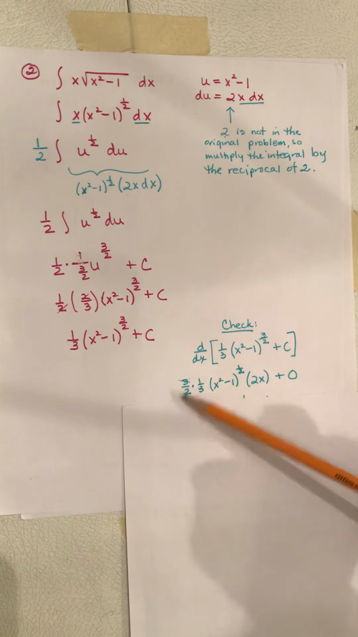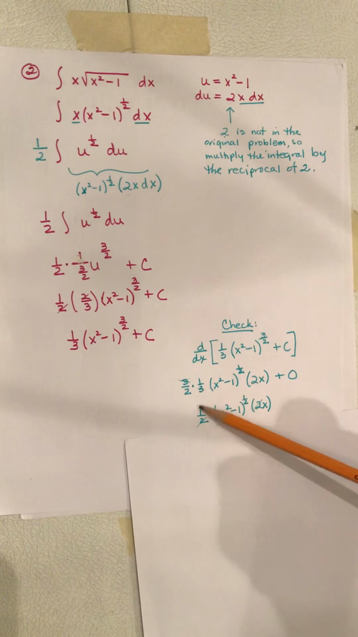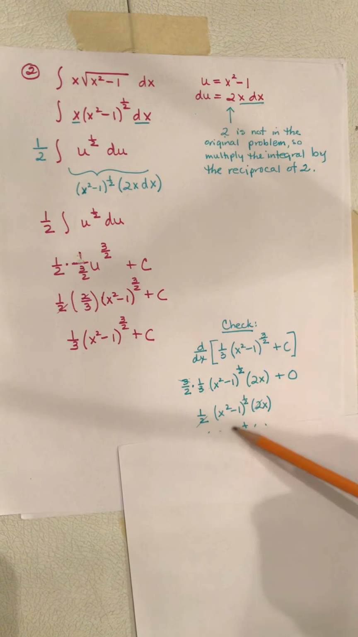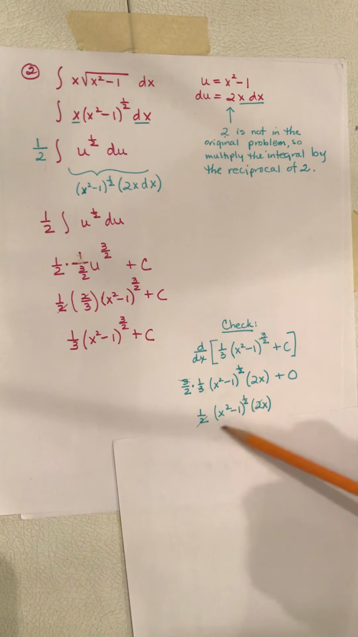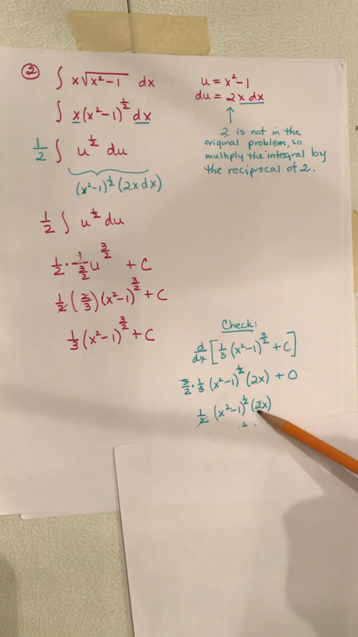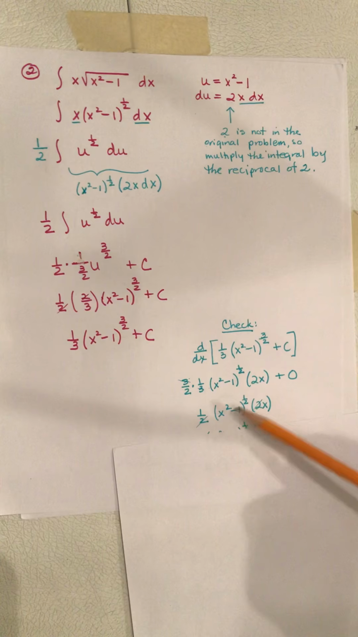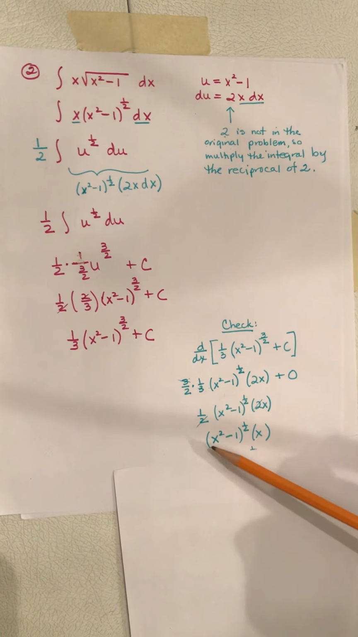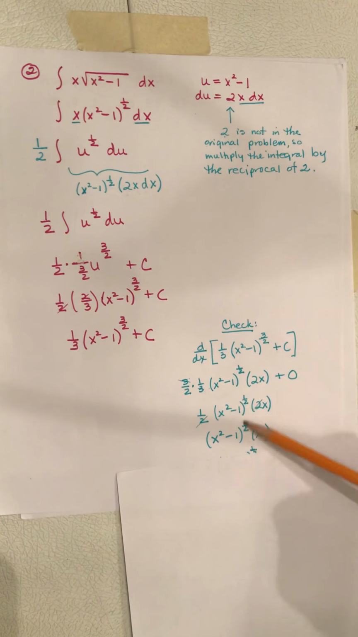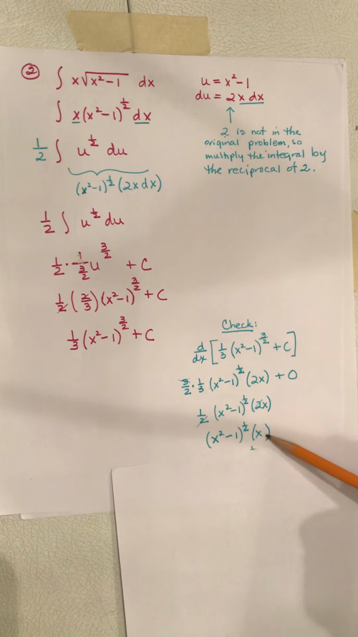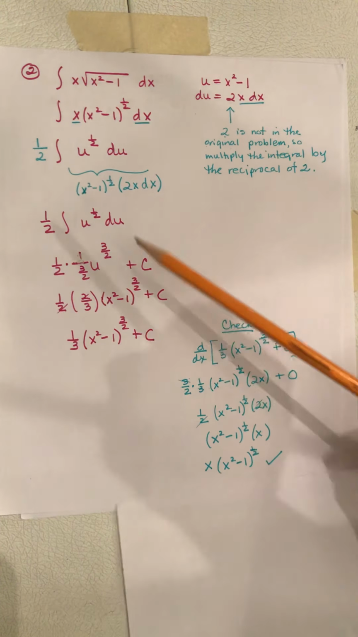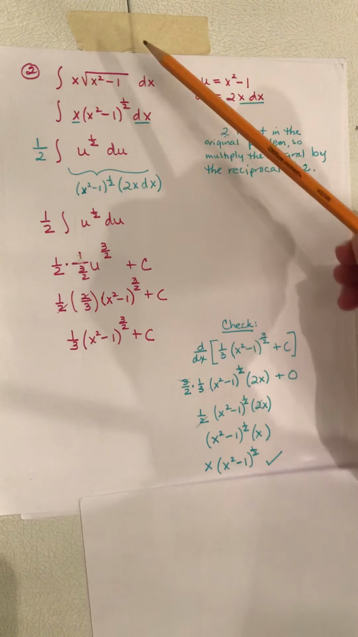Now, 3/2 times 1/3, the 3's will cancel and give us 1/2, times (x squared minus 1) to the 1/2, times the derivative of x squared minus 1, which is 2x. The 2's will cancel, and therefore we're left with (x squared minus 1) to the 1/2 times x, because the 2's canceled. And that is our original integrand. Whoop, where'd it go? Here.